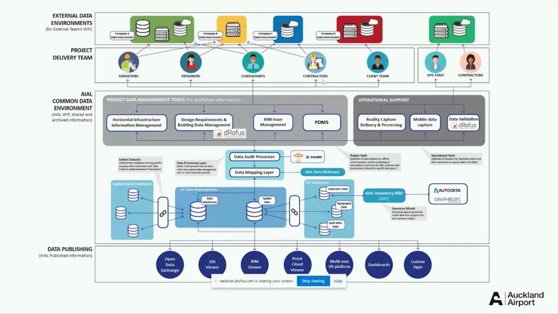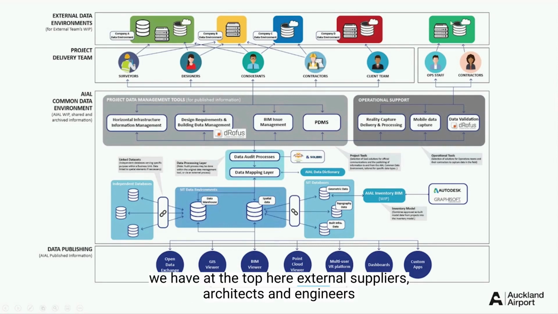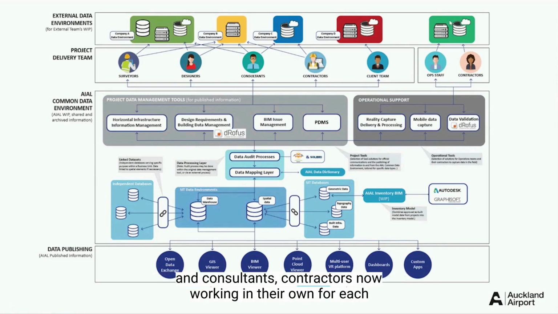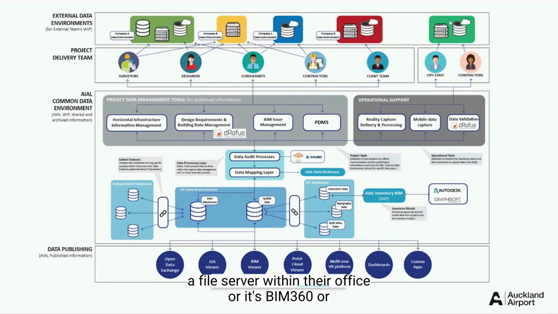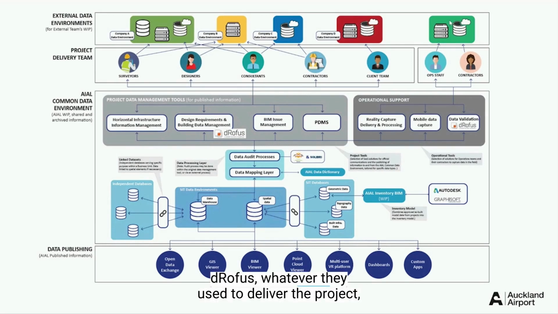And our current airport environment is that we have at the top here external suppliers, so architects, engineers, consultants, and contractors, and they're all working in their own environments. Each project can set up its own data environment, whether it's a file server within their office, or BIM 360, or Aconex, or Procore, or BIM Cloud, or their own dRofus. It's whatever they use to deliver their project, they're free to do that, provided they then get the data back to our system.